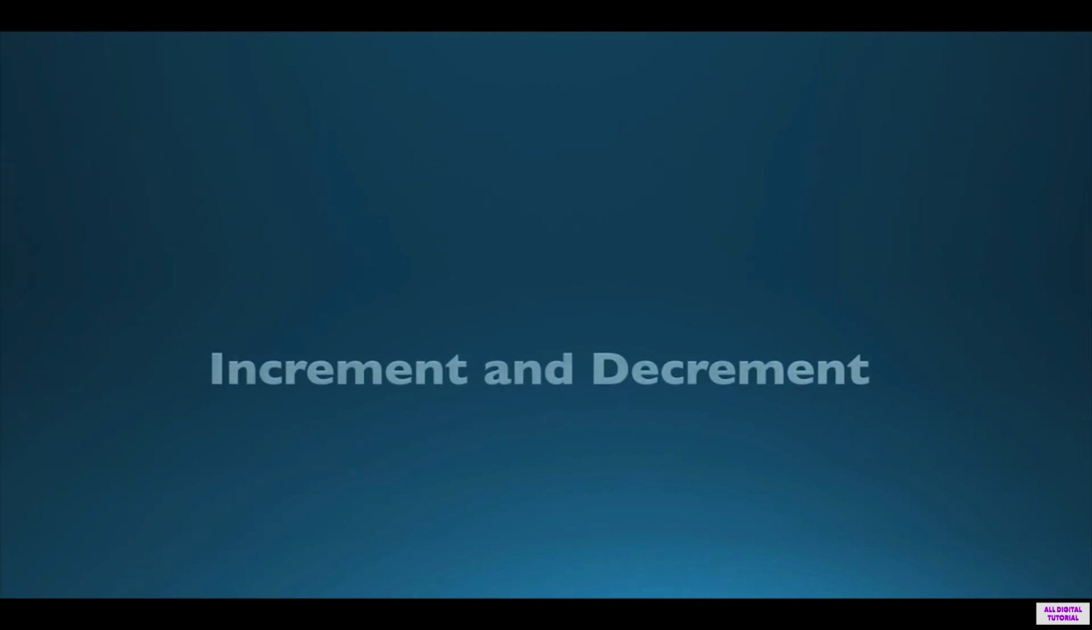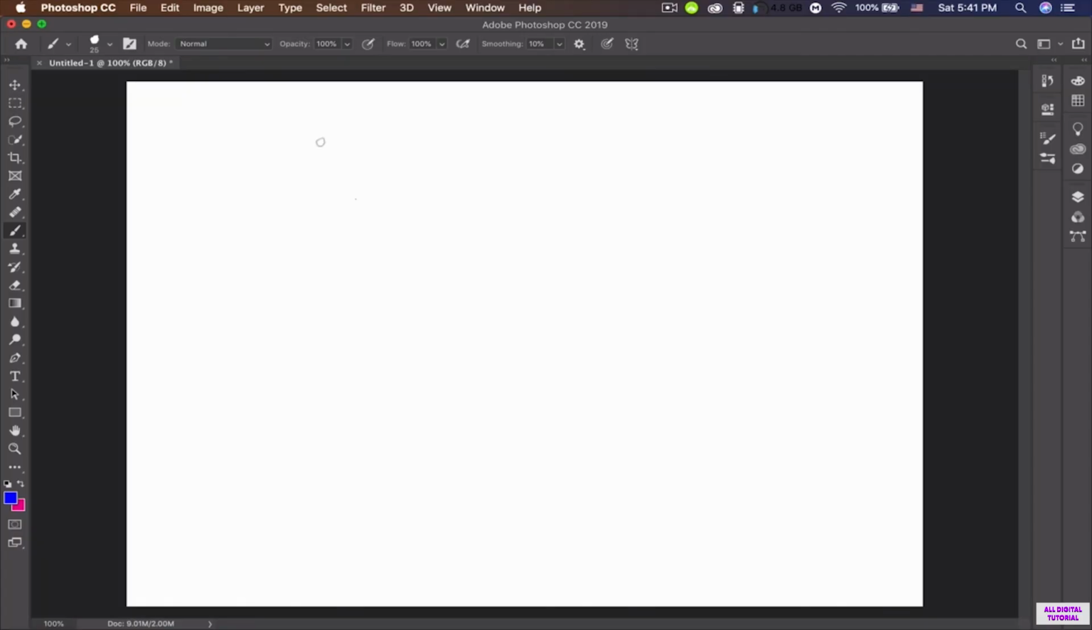Hey, what's up everybody? This is Morteza Kordi, and in this tutorial, we are going to learn about increment and decrement in Kotlin. So sometimes in programming, you may want to increment or decrement a value. How can you do that? We have a specific syntax for this specific task.